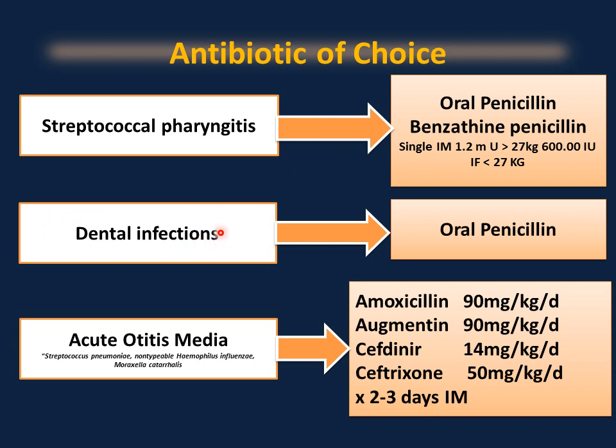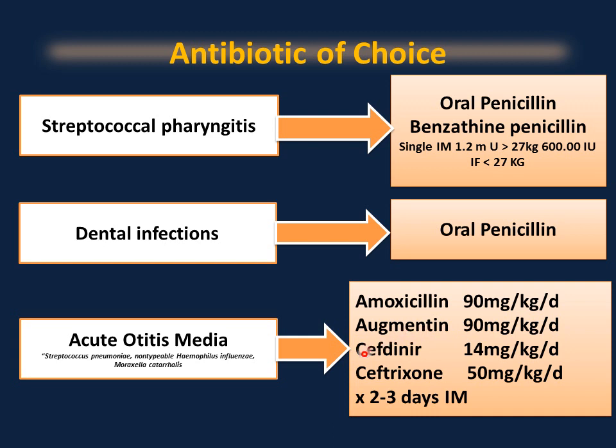Dental infections, because of anaerobes, you can use oral penicillin. It is an excellent medicine for dental abscesses and dental infections. Acute otitis media, we see it all the time. You need to know the dose of amoxicillin, 90 milligram per kilo per day, and use it for 10 days. Augmentin, also the same dose, 90 milligram per kilo per day, and use for 10 days if you suspect resistant bacteria.